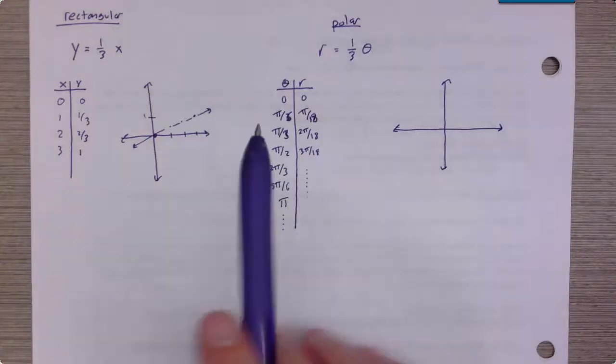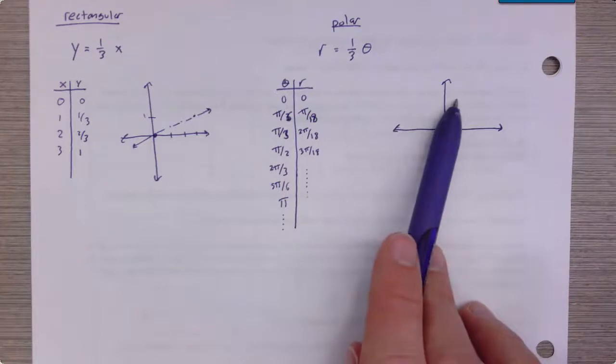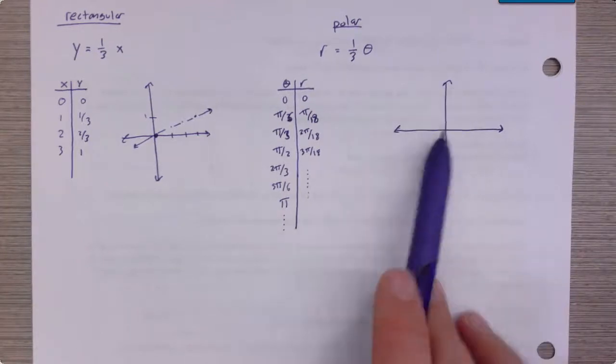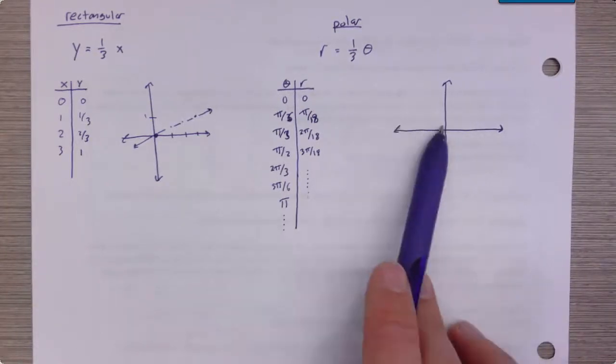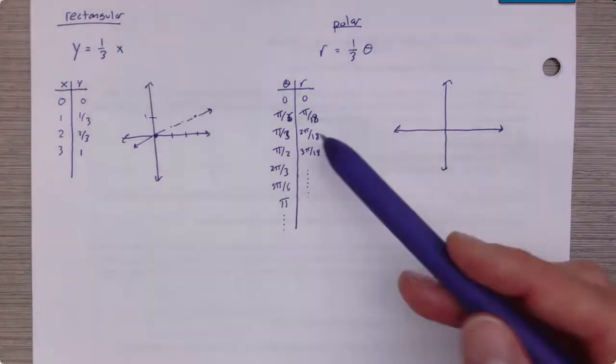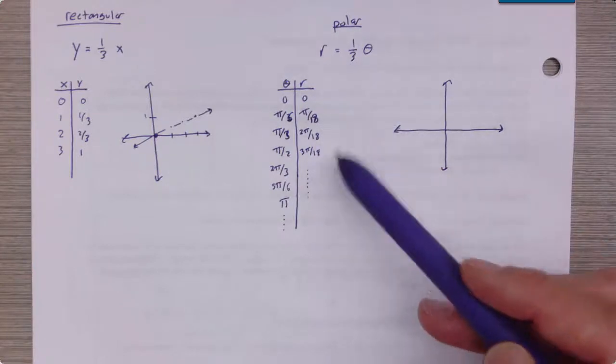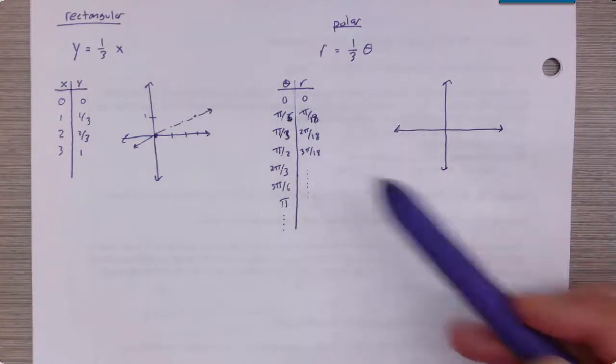So here I've plugged in increments of 30 degrees, so pi over 6, pi over 3, pi over 2 is straight up, then 2 pi over 3, then 5 pi over 6, and then pi, and you can continue to go around. And if you put the values for r under a common denominator, you can see that we're increasing by 1 pi over 18 every time.